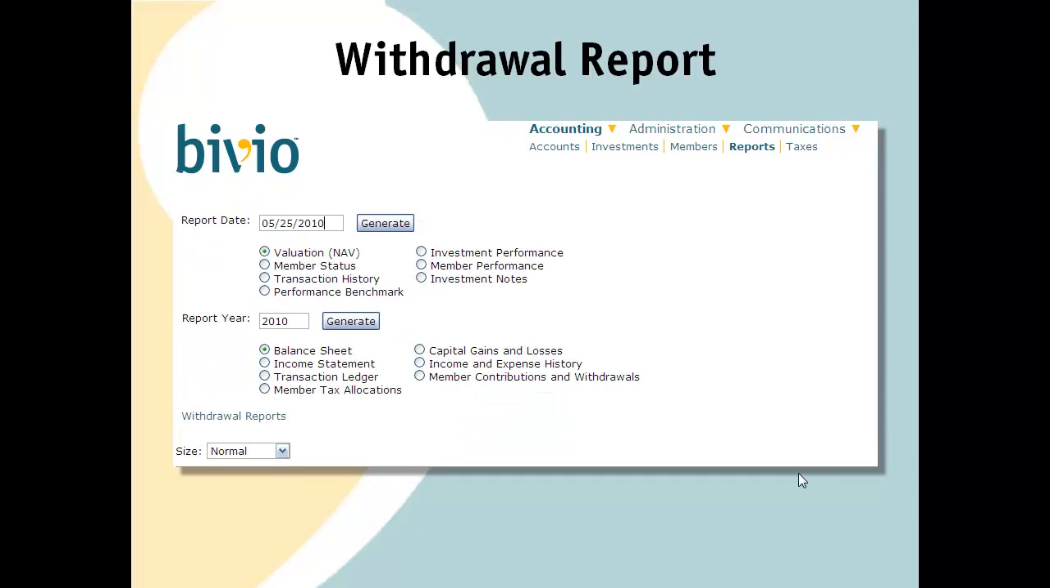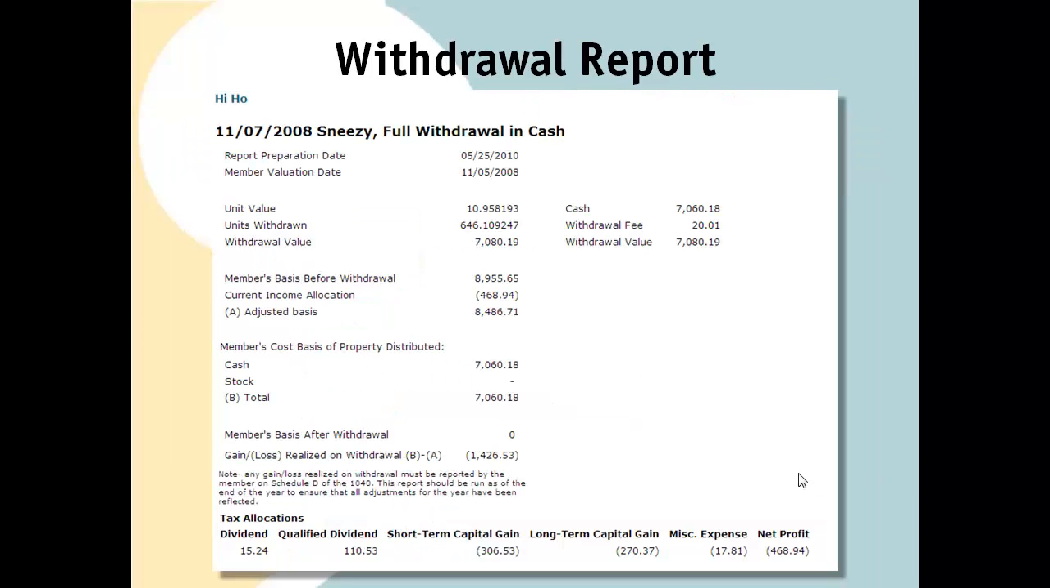For each withdrawal, a withdrawal report is prepared. You get to it on the Accounting Reports page. This is what the report looks like. At tax time, you'll need to give the member a copy of this along with his K-1 form. He will have information from both forms that he will need to fill out his personal taxes.